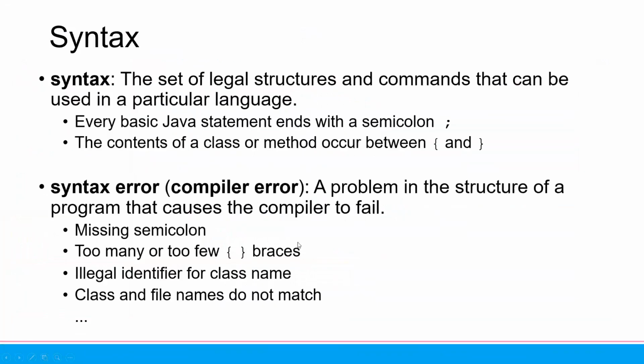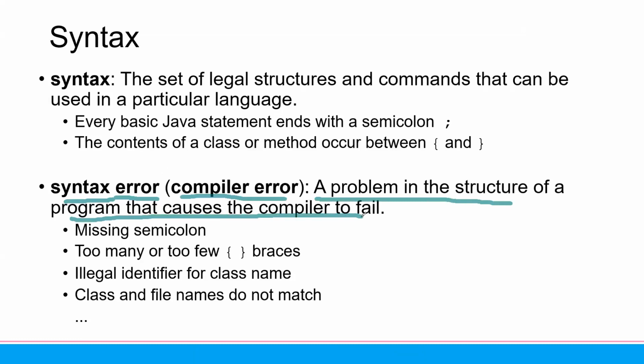Whenever you have illegal structures, since we do not follow the structures in Java, it will go to error. We call it a syntax error. Like what you already saw before, we have a syntax error when we don't have the semicolon. We can also call it a compiler error, when there is a problem in the structure of a program that causes the compiler to fail.